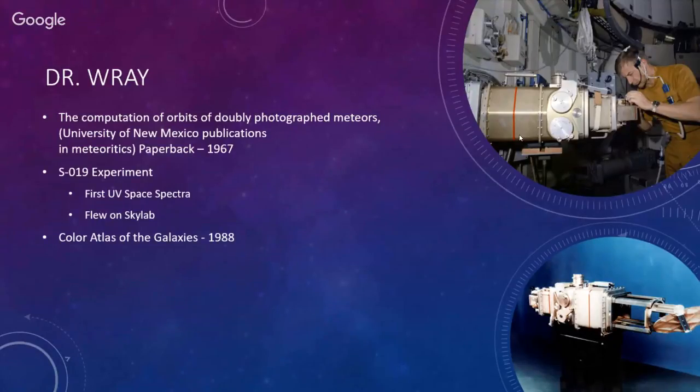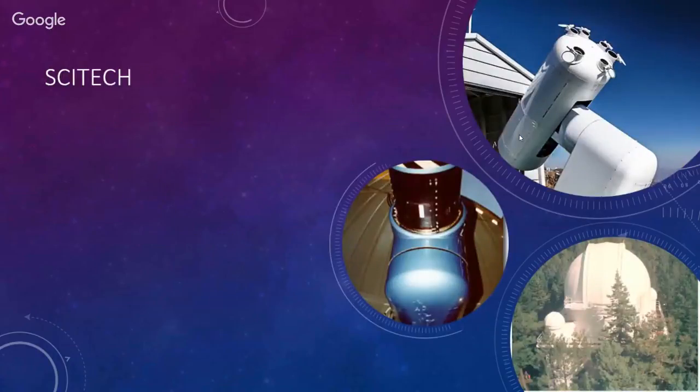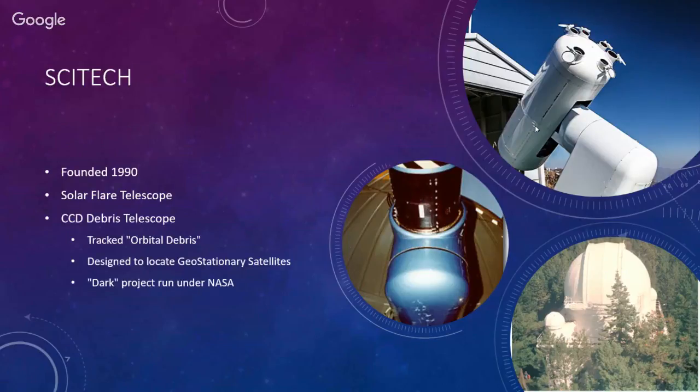And then towards the end of his institutional career, he did the Color Atlas of Galaxies in 1988. It was the first color survey of galaxies. It's an interesting book to pick up if you guys want to look at that. So he went on and formed a company called SCITECH in 1990. And he did this solar flare telescope in the upper right-hand corner. Nikon built one, he built one. And then went on to do the Orbital Debris Telescope, which was a dark project to monitor geostationary satellites, but it was run under the guise of NASA in the Orbital Debris Monitoring Station.